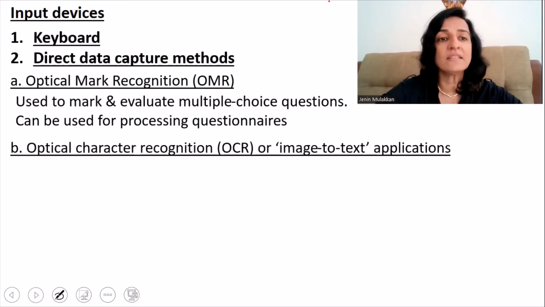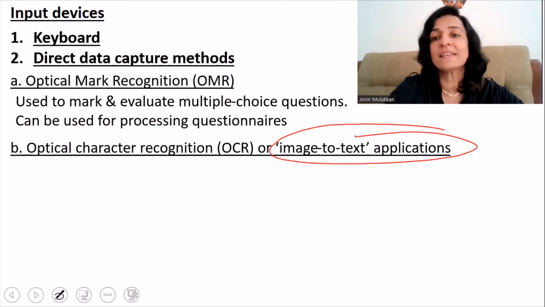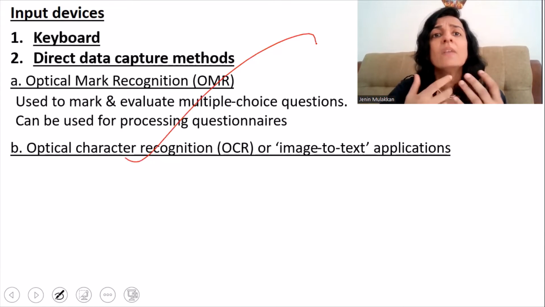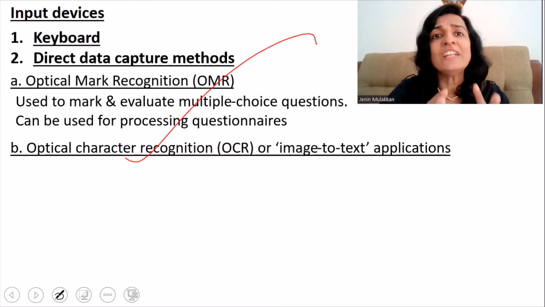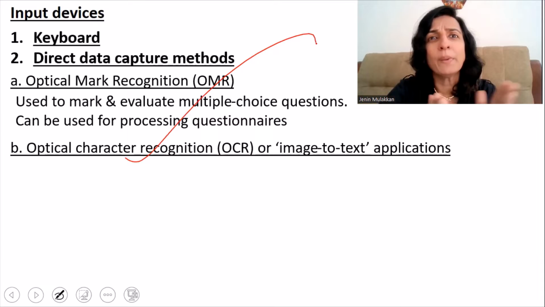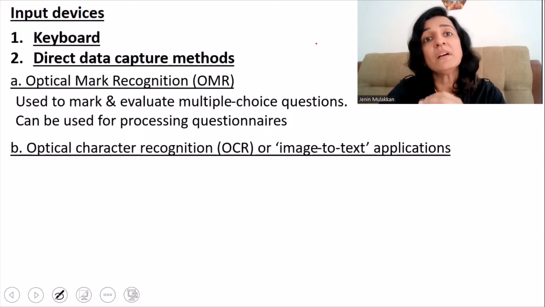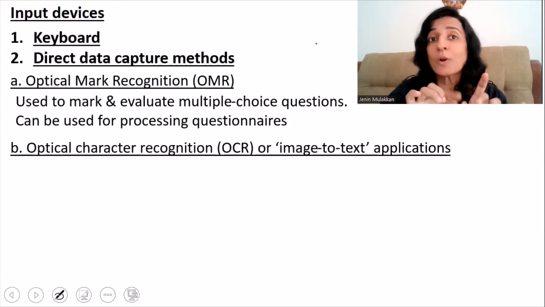Now, the second method is the optical character recognition, OCR, or it is also known as the image to text applications. Now, you might be familiar with optical character recognition as well. When do we use it? Now, suppose your teacher tells you to make a PowerPoint presentation from a topic which is given in the textbook. So the textbook is a printed matter. So the option that was available earlier was you have to read the textbook and then you have to key in all the data to make the PowerPoint presentation. But now it is very easy.